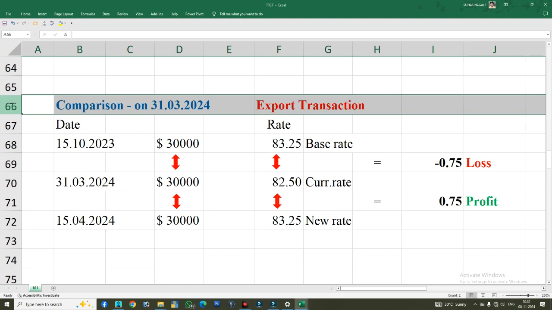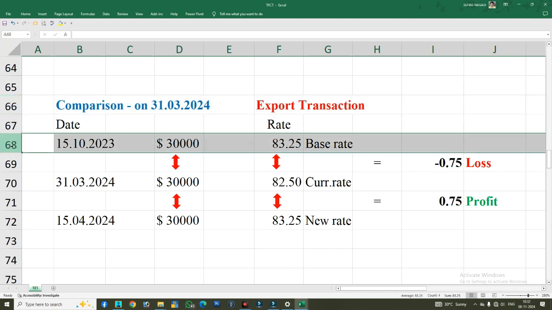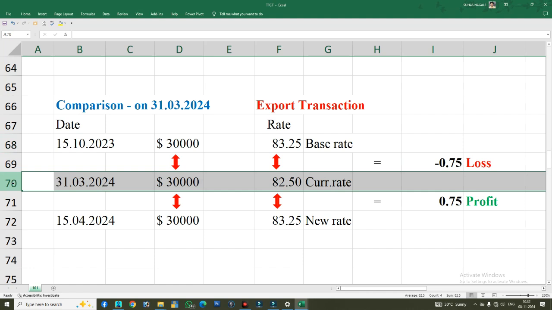This is the final comparison on 31st March 2024 in case of export transaction, because the remaining transaction is the fourth installment of the export transaction. Comparison between base rate 83.25 on 15th October 2023 and closing rate on 31st March 2024, which is mentioned in the problem, 82.50.